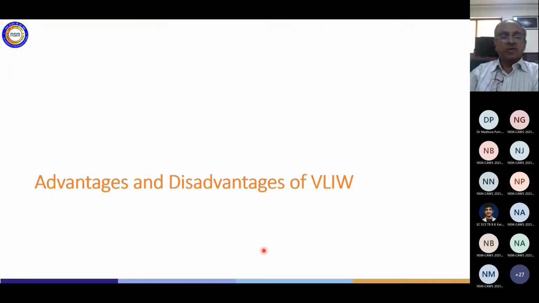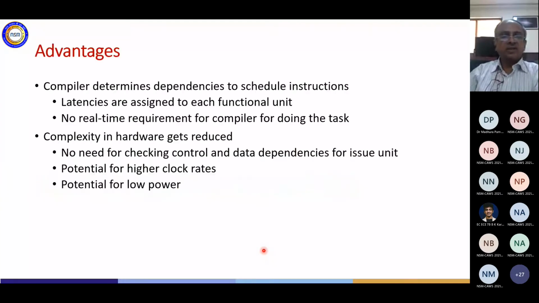Okay. Now, what are the advantages and disadvantages? The first important advantage, which I have been harping on again and again, is that the compiler determines the dependencies to schedule the instructions. So it can do it really well, because for each unit, like the FMAC, it knows how many cycles it will take to do the multiplication, how many cycles to do the division. So if a subsequent instruction is going to use it, and suppose it takes 4 cycles, that instruction will come after 4 cycles. So just in time, the data is ready, the instruction arrives.